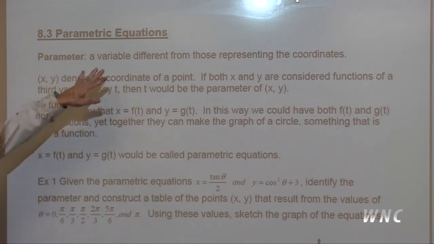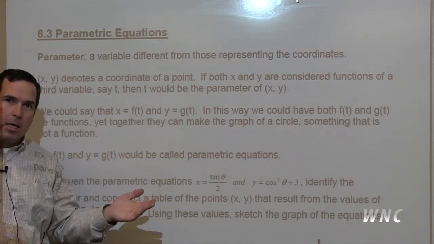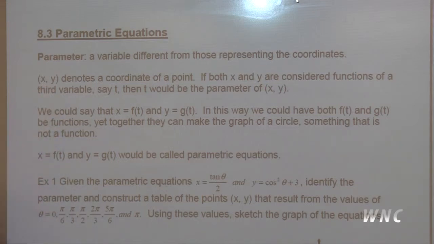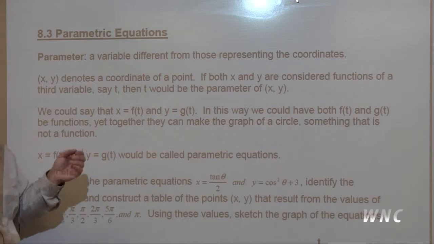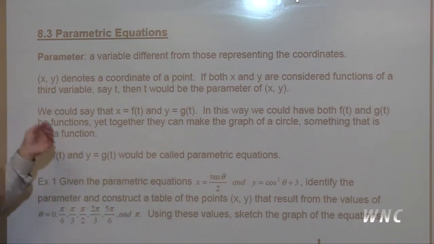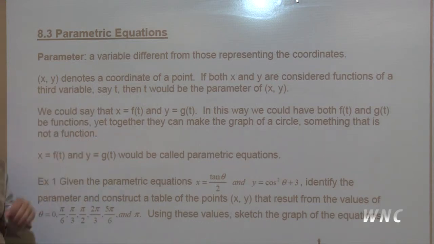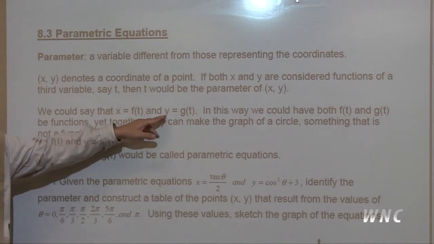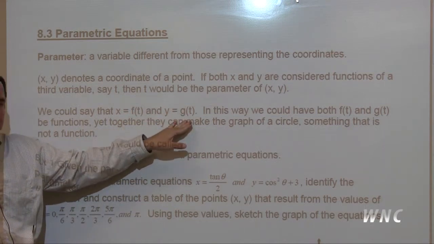So a parameter is a variable different from those representing the coordinates. Our coordinates are x and y, so another variable comes up in this. X, y denotes a coordinate of a point, as we've seen before. If both x and y are considered functions of a third variable, say t, then t would be the parameter of x and y. We could say that x equals f of t and y equals g of t. So x is a function of t and y is a function of t.